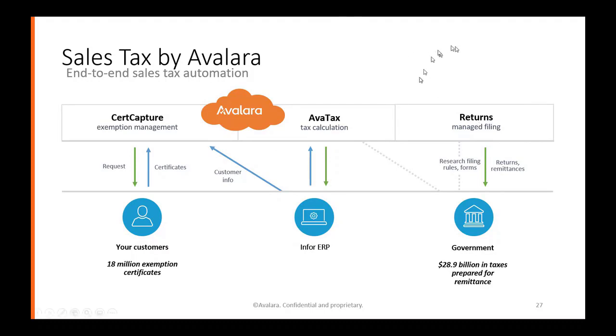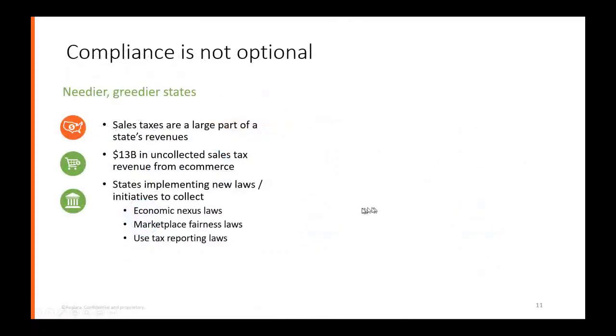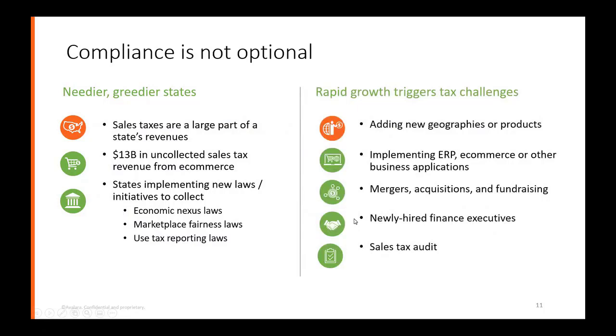So moving on here, compliance is not optional. Everybody has to do that, right? We all need to be accountable for calculating the tax and making sure it's remitted to the states in a timely fashion, and the states know that it's complicated. It's a major source of revenue for the state, and that's why they're enforcing rules like economic nexus. Other ones are the marketplace fairness laws or the use tax reporting laws. And in reality, being prepared in case there's an audit is not really the main reason why companies will automate.